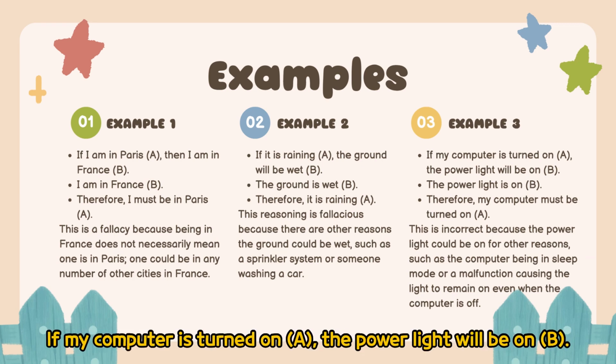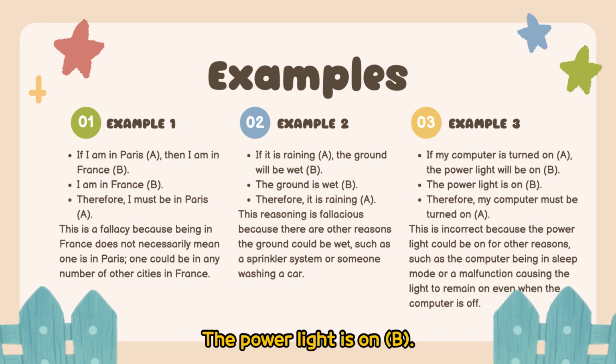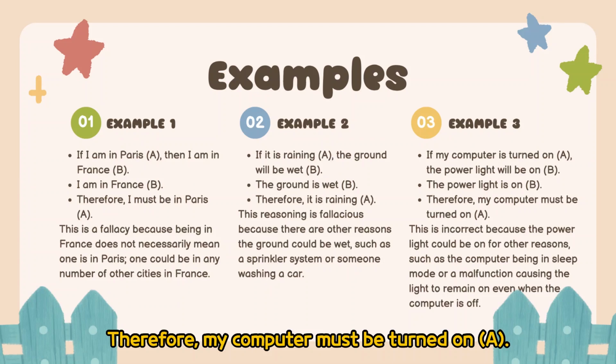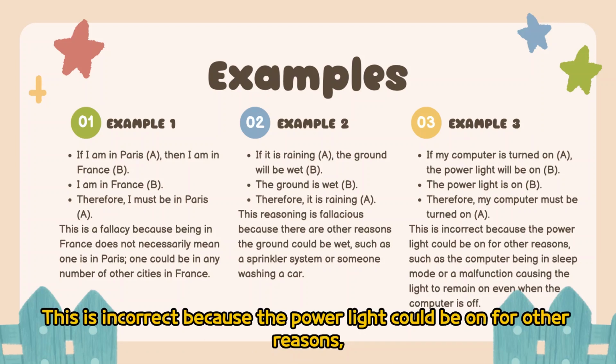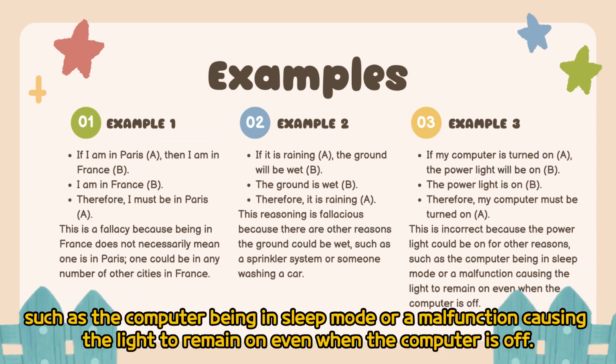Example 3. If my computer is turned on (A), the power light will be on (B). The power light is on (B). Therefore, my computer must be turned on (A). This is incorrect because the power light could be on for other reasons, such as the computer being in sleep mode or a malfunction, causing the light to remain on even when the computer is off.